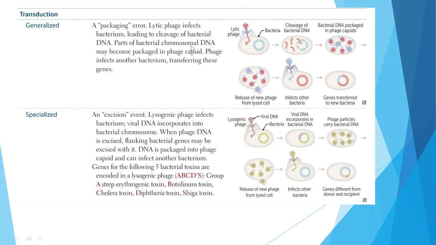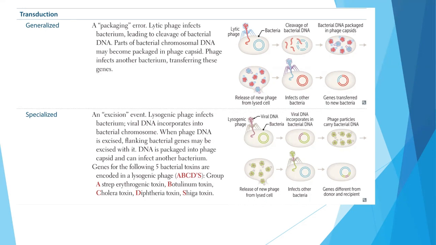And then part of the bacterial chromosomal DNA may become packaged in the phage capsid. Here, the phage infects another bacterium, transferring these genes to it. So just remember, like a mosquito: the mosquito sucks blood from one human being, then goes to bite another human being, and there is a transfer of viruses and bacteria. So just remember bacteriophage as a mosquito of different bacterial cells.